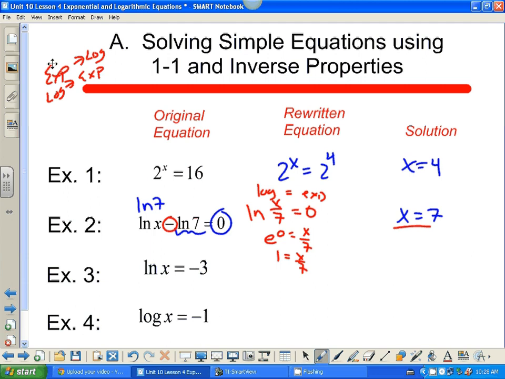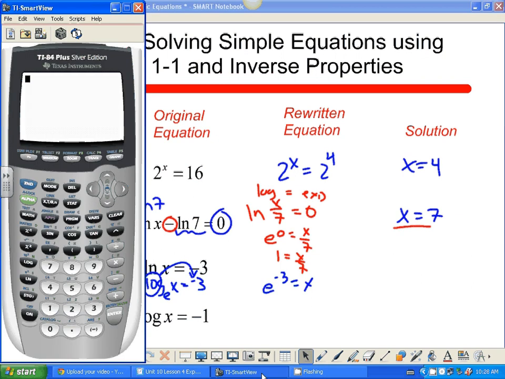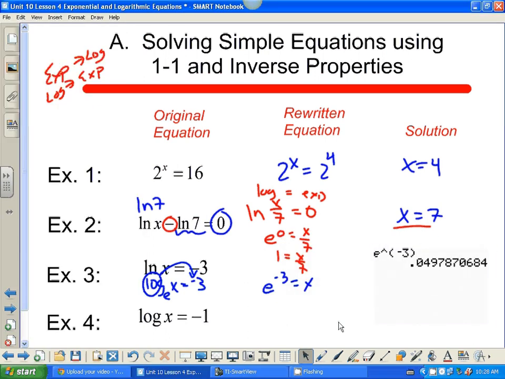Similarly, on something like example 3, you could think of it as exponentiating it. Remember, this means log base e of x. So if I rewrite this in exponential form, we are doing some exponentiating here. I have e raised to the negative 3rd power, because remember, my log is the exponent, and that's going to equal my value of x. If I type that in my calculator, e to the negative 3rd power, my final answer would be 0.049, approximately 0.05.